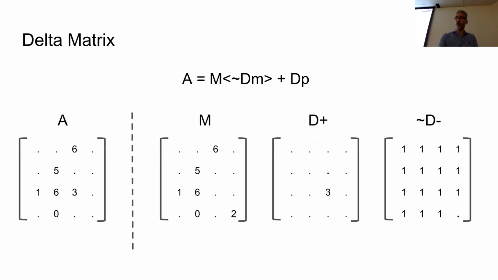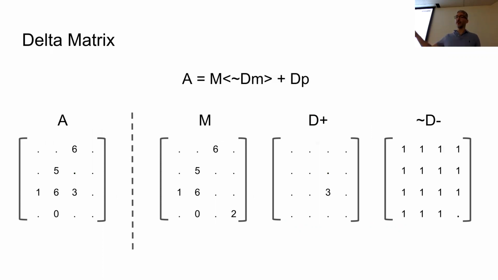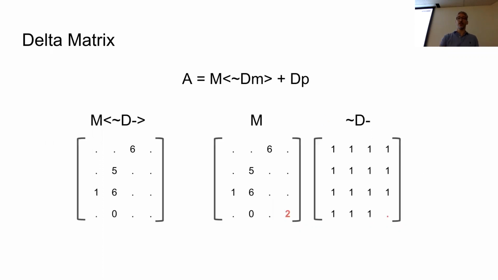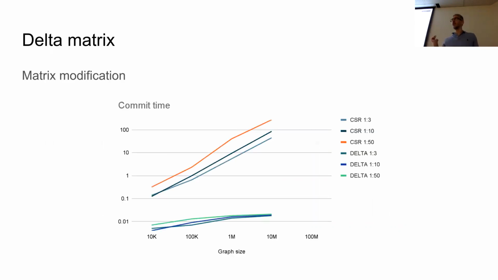And so we've marked entry 3, 3 as deleted. So this is the complemented. And if we apply it as a mask, we will see that this 2 at the bottom right simply disappears. So this is M after applying the mask. The 2 here got removed. And then we simply add Delta Plus to get the new A value. So this is how we commit all of the changes back into M. And this is the result in terms of flush time or commit time. It made a huge difference for us.